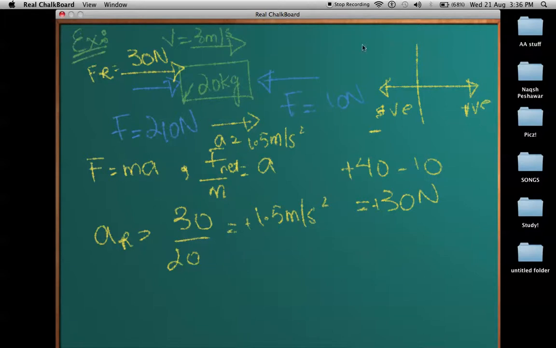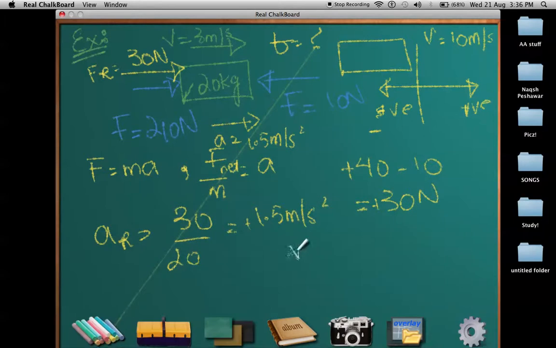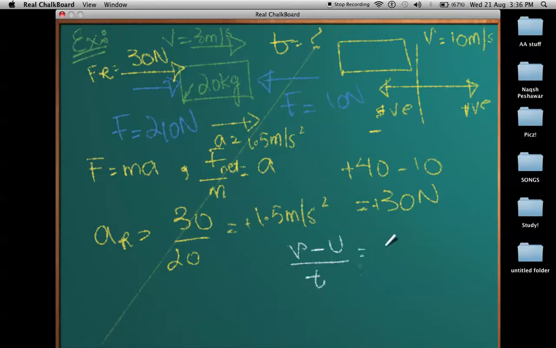So let's say the question says, when will the box come to a velocity of 10 meters per second? By what time will it come to a velocity of 10 meters per second? So you know your formulas by now. You should remember all these formulas. The formula relating velocity and acceleration is simply (v - u) divided by t is equal to a, where v is the final velocity and u is the initial velocity, t is the time and a is the acceleration. The initial velocity was 3 meters per second and the final velocity is 10 meters per second. They want to find out the time, and we know the acceleration with which this box is moving. This is 1.5 meters per second squared.